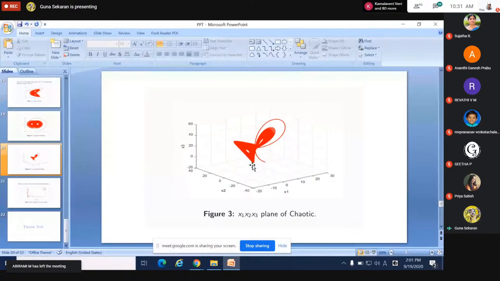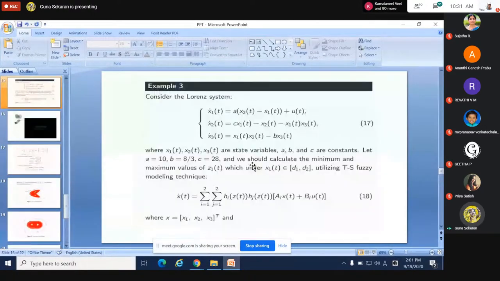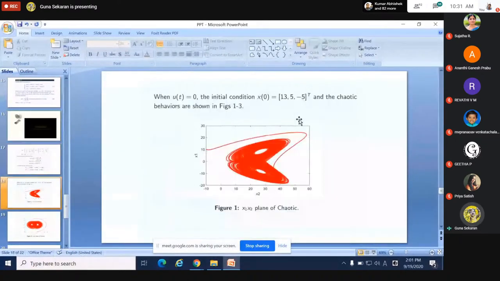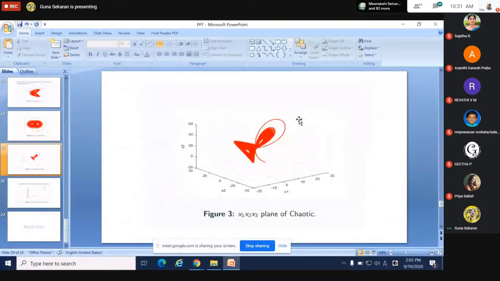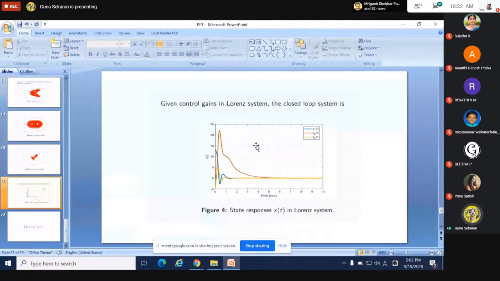This is a chaotic system, system 17, and it is unstable. How to stabilize the system? When the control input is given here, the system will be controlled by the state. This is the uncontrolled system; when the control gain is given, the Lorentz closed-loop system converges to the origin. The system will be controlled.